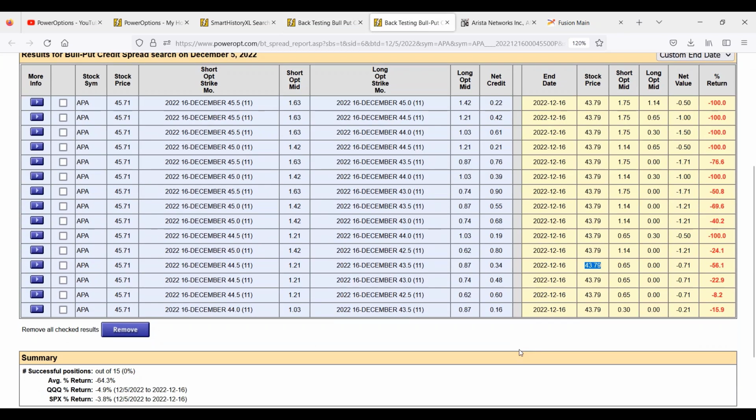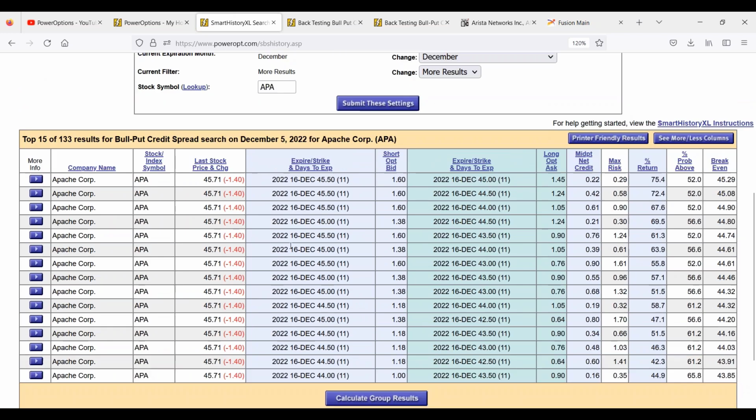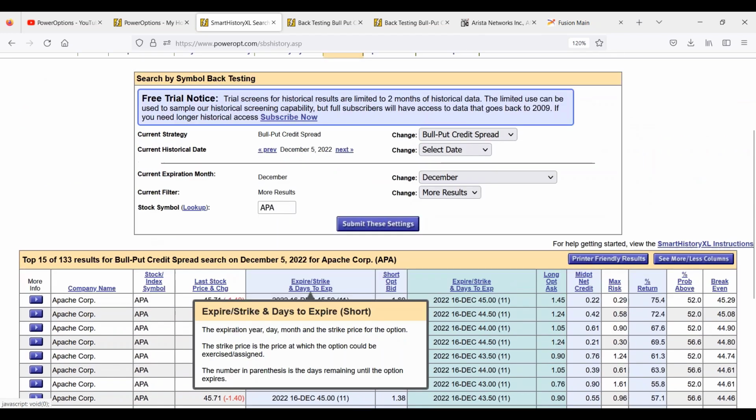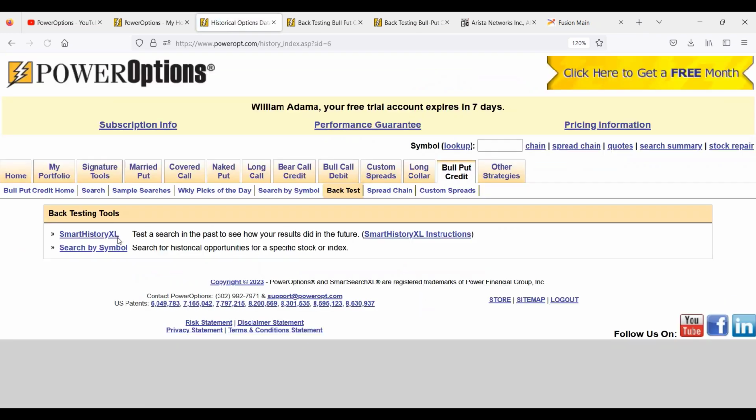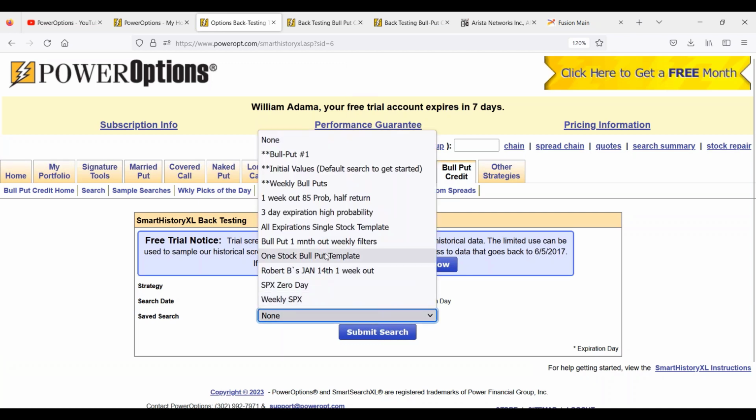Now, I like Apache. I want to see the Apache positions, but I would have only traded the ones that had the return and the probability that I wanted. And that's when I'm going to go to backtest and I'm going to Smart History Excel. I would have already had a saved search. What the Smart History Excel search tool does this year is it allows you to search based on your criteria or the default criteria we have on PowerOptions any day back in time to see what trades would have met the criteria.